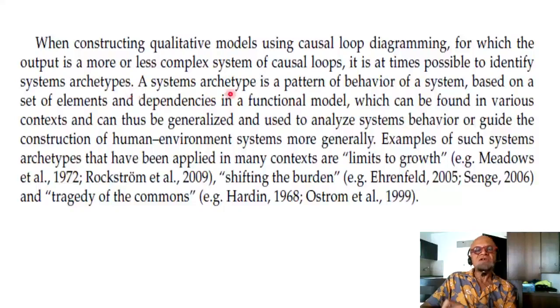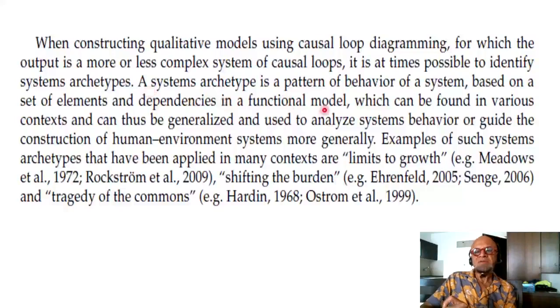functional models. When constructing qualitative models using causal loop diagramming, for which the output is a more or less complex system of causal loops, in the real world, as we saw with the Earth system diagram, there is not just one causal loop, there are multiple interconnected, interdependent causal loops. So it is at times possible to identify system archetypes.